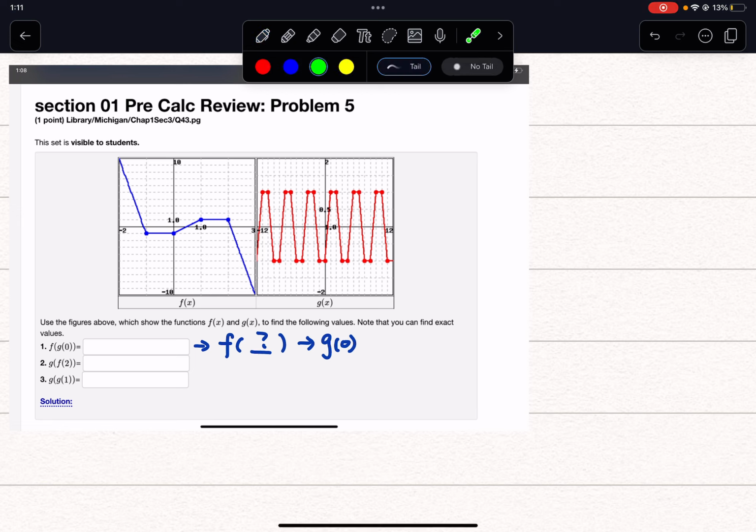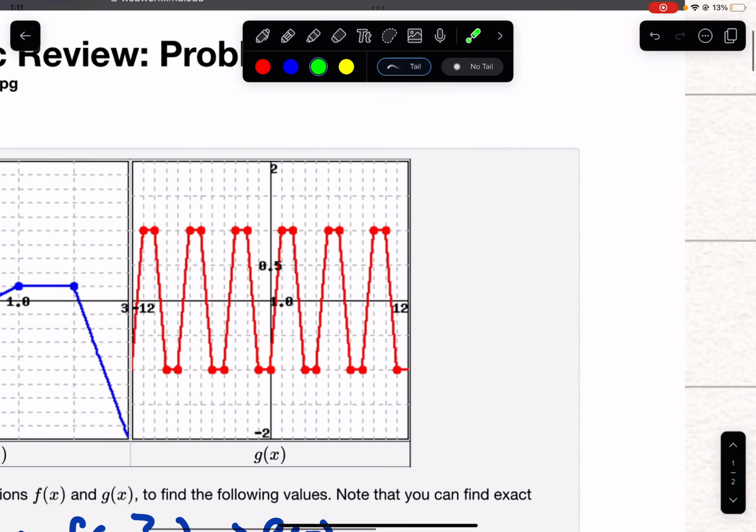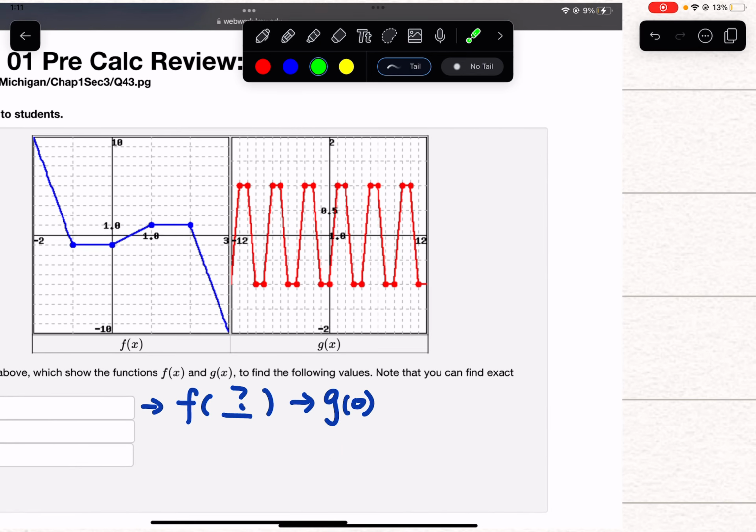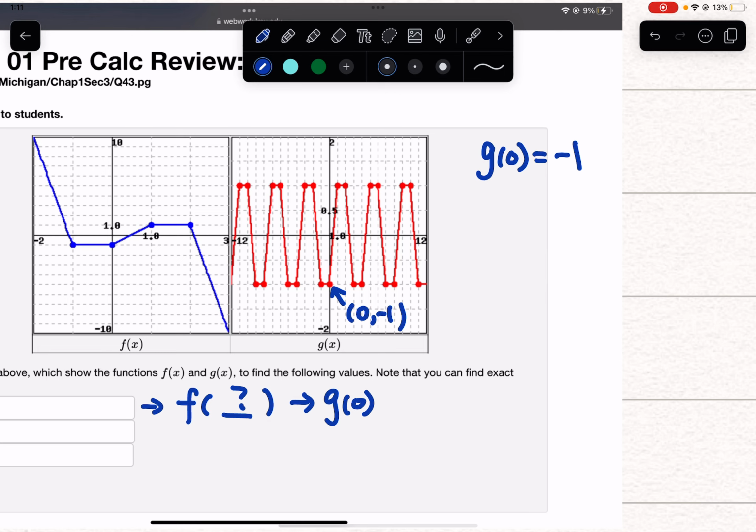This is a graph of g, and by looking at this, it's not super obvious to me where the graph of the function is intersecting with the y-axis. Actually we can. It's here, so we can read the value relatively easily. So what we end up with is that g of 0 for the first particular case is -1, right? This point in particular is 0, -1.